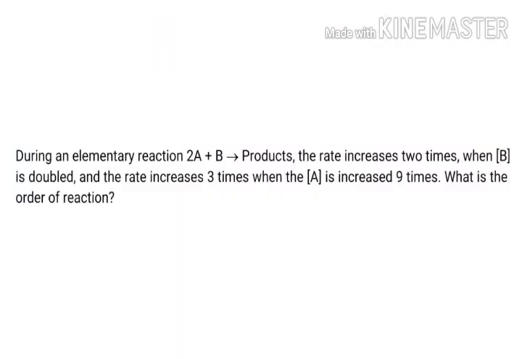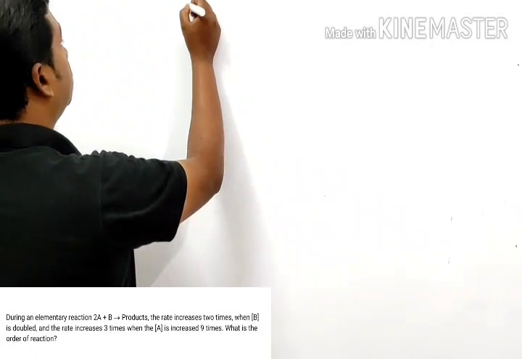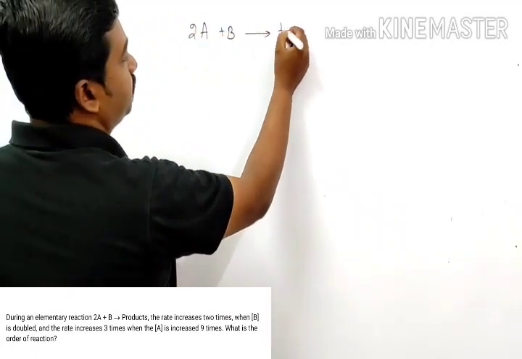During an elementary reaction, 2A plus B gives products. The rate increases 2 times when the concentration of B is doubled, and the rate increases 3 times when the concentration of A is increased 9 times. What is the order of reaction? So we need to calculate the overall order of this reaction. Let's see. The reaction is 2A plus B gives products.